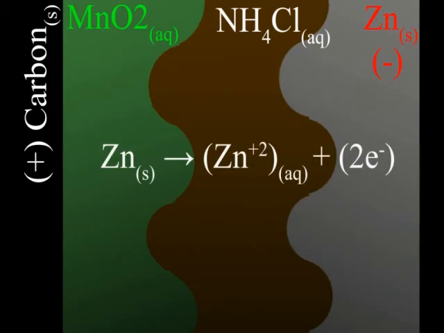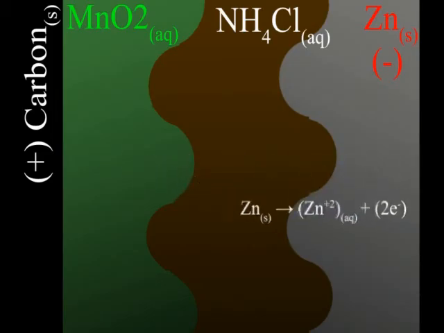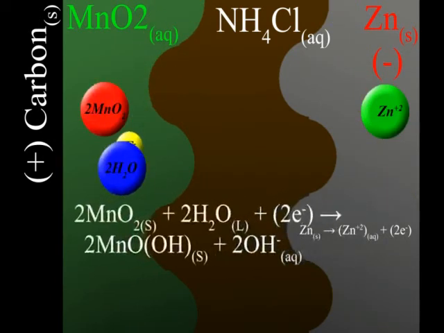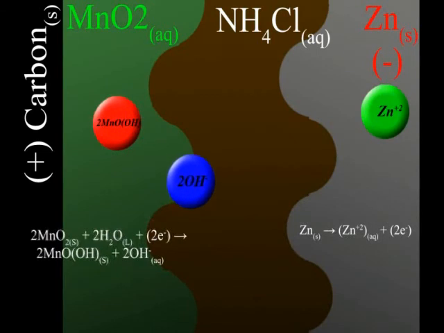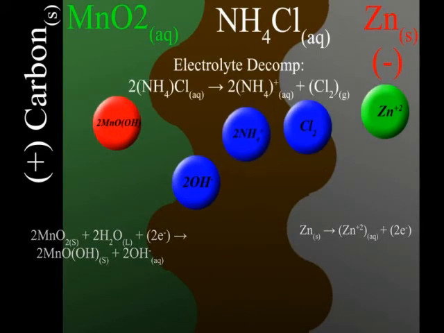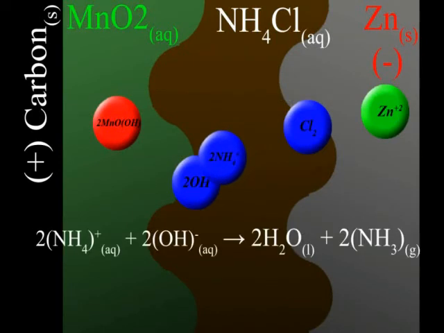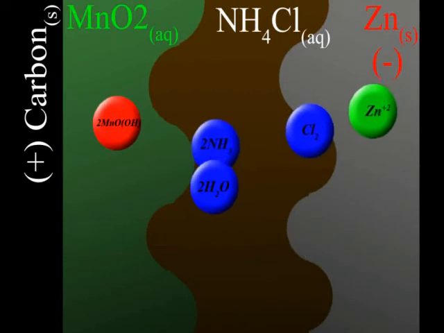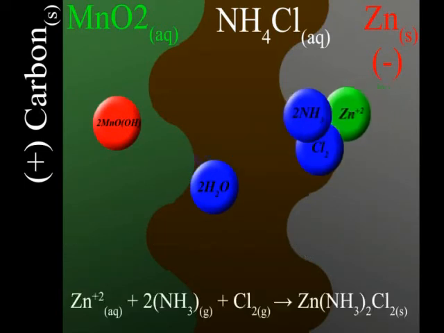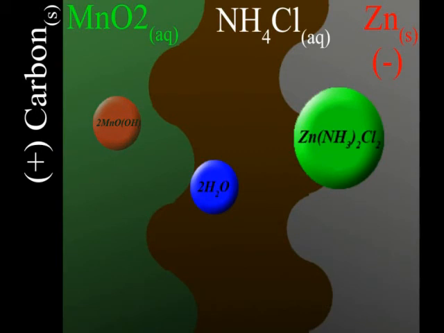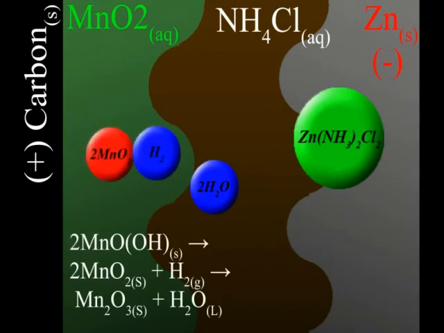When the reaction begins to take place within the cell, the zinc is oxidized and releases 2 electrons. Those electrons travel through the outside circuit and into the manganese dioxide paste. They combine with water and the manganese to release 2 hydroxide molecules. Part of the electrolyte is made of ammonium chloride. The hydroxide takes a hydrogen from the ammonium and becomes water. The ammonia then combines with the chloride and zinc to become zinc ammonium chloride. The manganese oxide hydroxide will decompose into manganese dioxide and hydrogen, then into dimanganese trioxide and water.